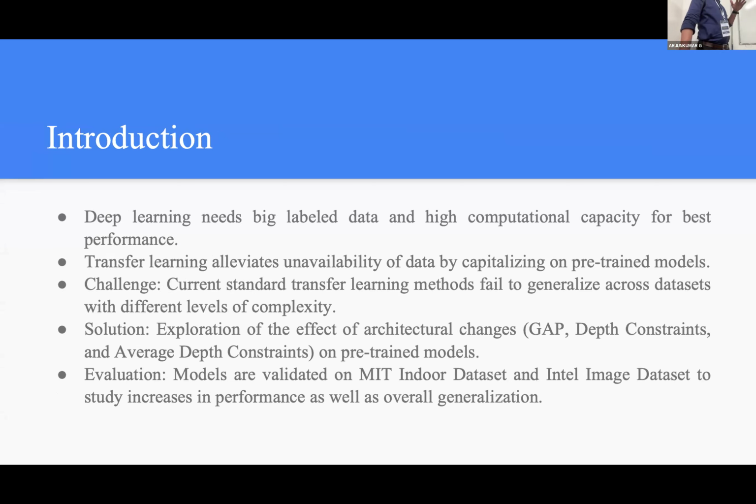So in this particular research paper, we use 3 different layers: gap layer, depth-wise constraint layer, and average depth-wise constraint layer, to remove the problem which we normally face, that when we apply transfer learning directly without any custom layers, the accuracy is sometimes very low. So it's a global average pooling layer.